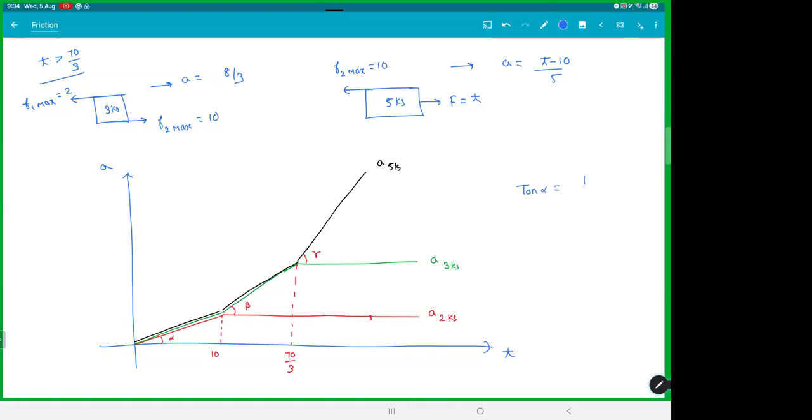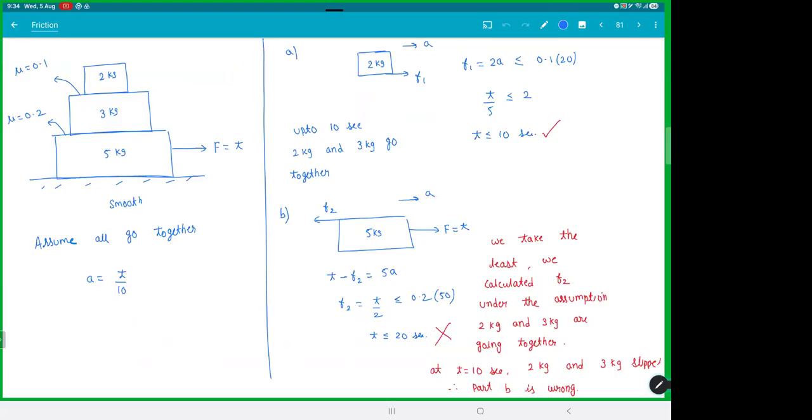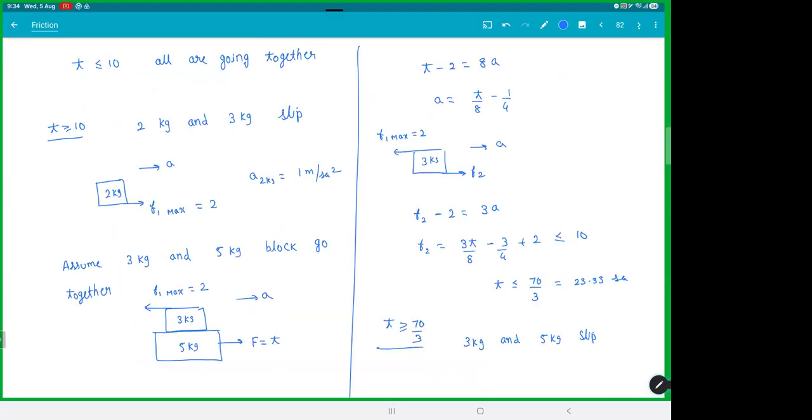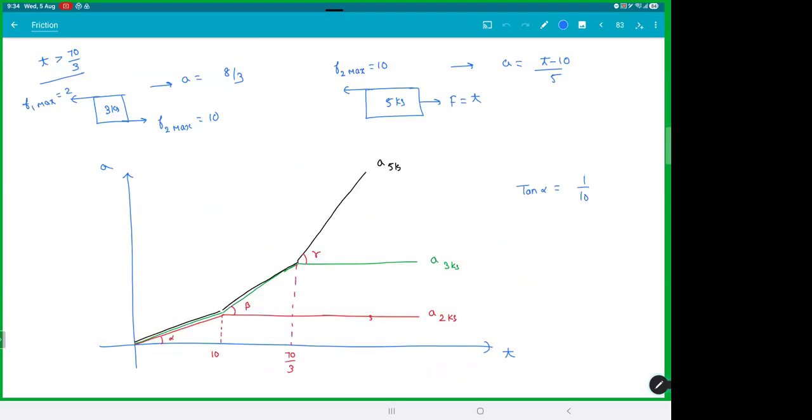Tan alpha was 1 by 10. That was the initial slope. Acceleration was t by 10. Then the acceleration was t by 8. So tan beta was 1 by 8. Then the acceleration, tan gamma, was 1 by 5.